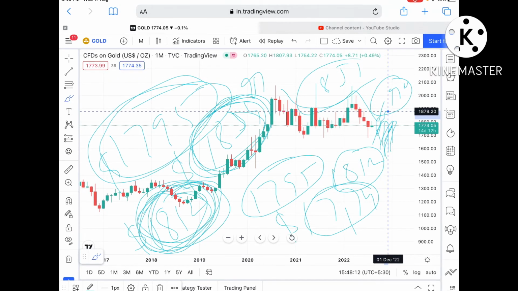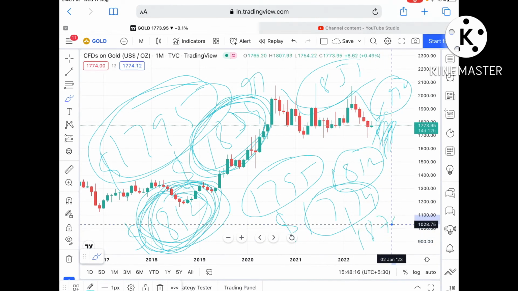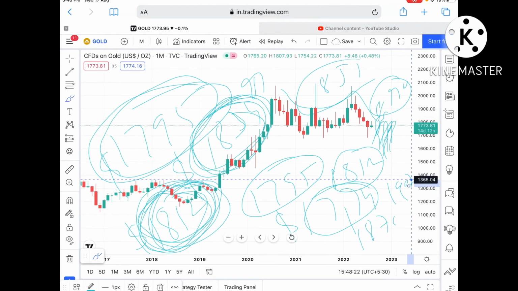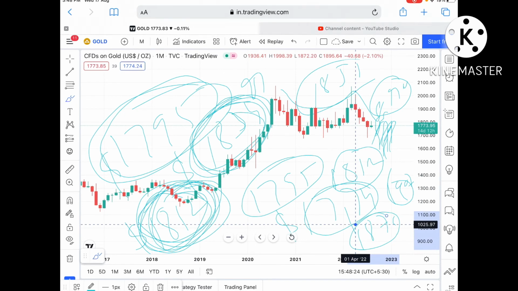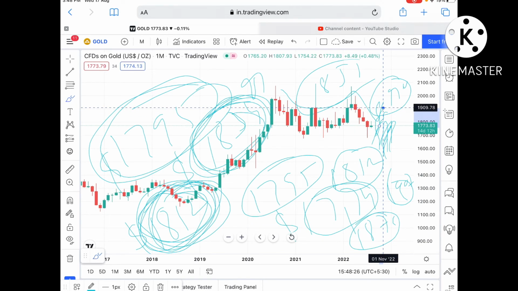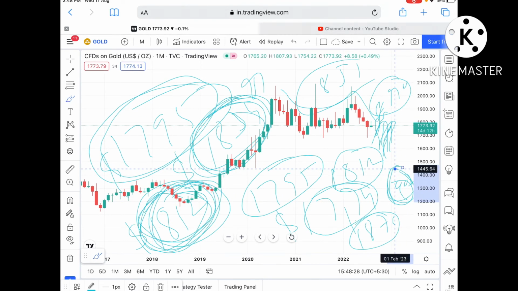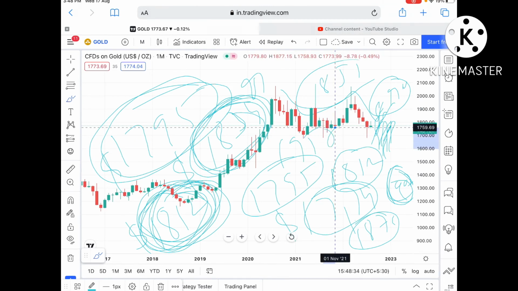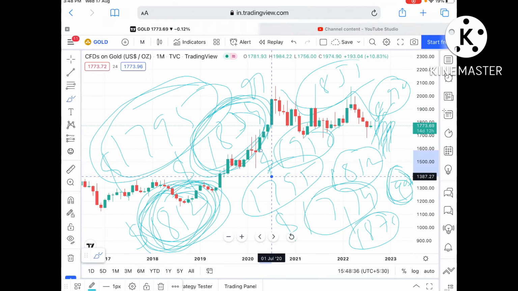So if it sustains above a level of 1851, then we can see it go to a level of $1876, and from there further upside towards a level of around $1907, if it sustains above 1876. And this $1907 is again a weak resistance, so the probability is very high. We can see it go further upside towards a level of $1957. Keep this in mind.